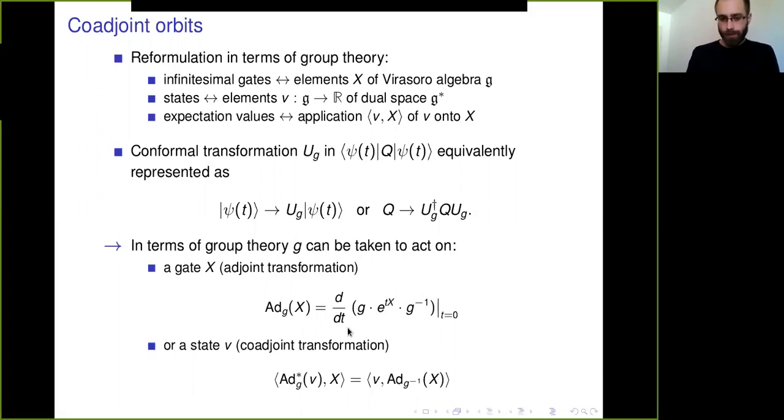Now, the transformation of the state, the coadjoint transformation, is simply defined implicitly through this relation here. So the coadjoint transformation of the state applied onto X should be equal to the state applied onto the adjoint transformation with G to the minus one.